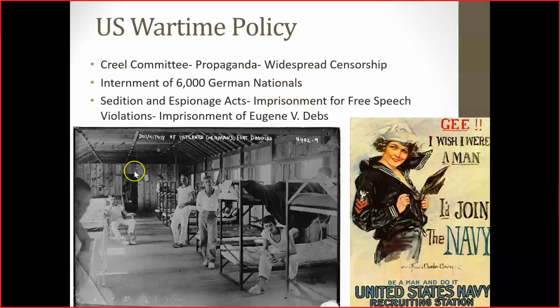The United States passed something called the Sedition and Espionage Acts, which was similar to an act passed under the presidency of the second president, John Adams, in the late 1790s, actually. The Sedition and Espionage Acts could result in imprisonment for free speech violation. So these are cases where people were given long prison terms, in some cases, for speaking out against the war. And it doesn't mean necessarily inciting violence. It just means speaking out against the war.